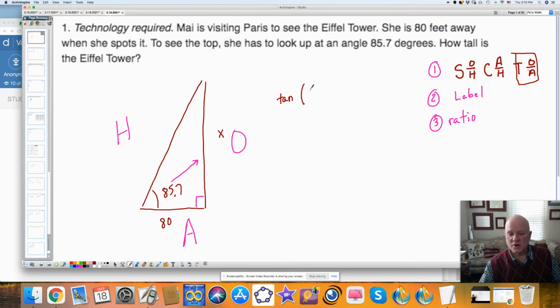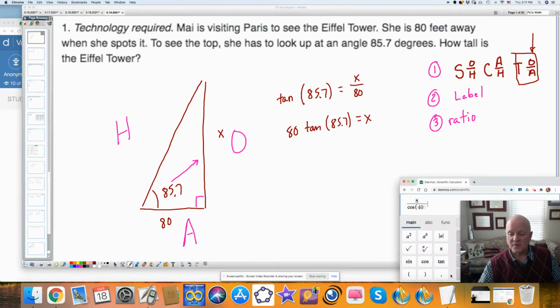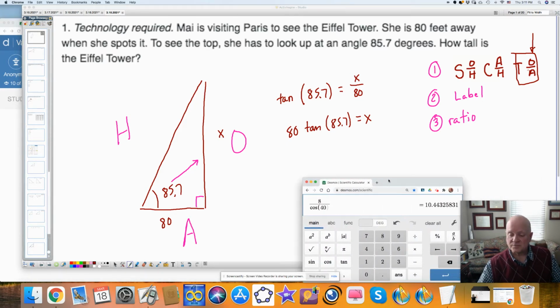The tangent of 85.7 degrees is equal to the ratio, the opposite over the adjacent. The opposite is x. The adjacent is 80. So if I cross multiply, I get 80 times the tangent of 85.7 is equal to x. I can plug this into my calculator, which I'll do right now. So I have 80 times the tangent of 85.7.